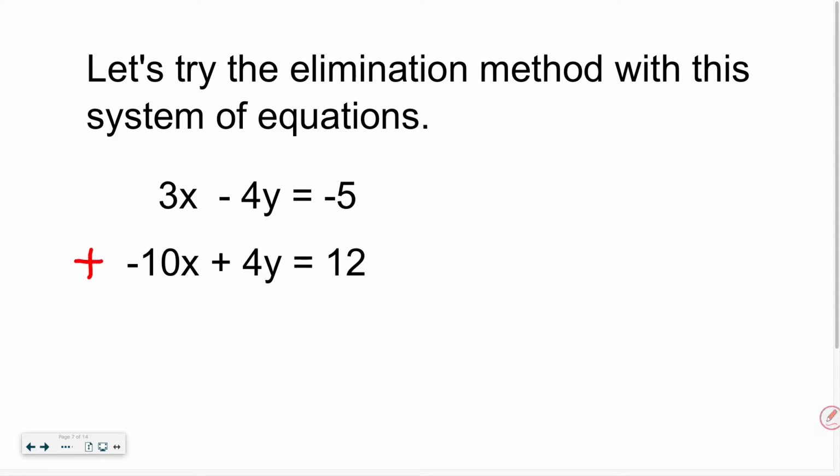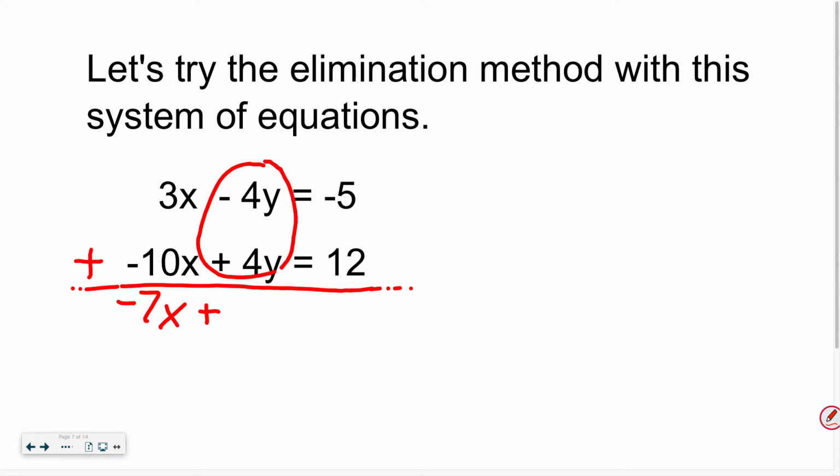Alright, so we're gonna add them together. So what do we get? So we have 3x minus 10x is negative 7x, because we added a negative, which is the same as subtraction. And then negative 4y plus 4y gives us nothing, so plus 0. And then negative 5 plus 12, so 7. Alright, so now what can we do? What's x? Divide by negative 7.